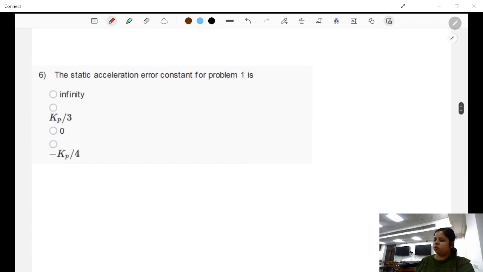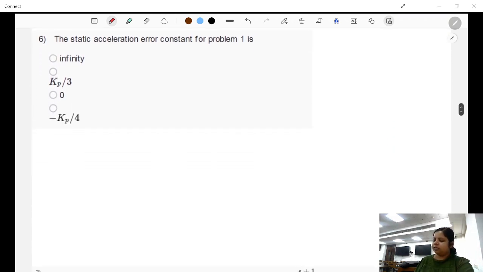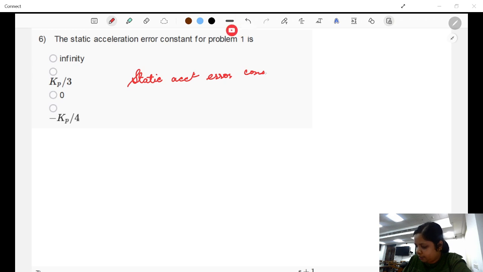Then we can move to question number 6, the static acceleration error. How is the static acceleration error constant defined? Error constant, sorry. Constant Ka, sorry.